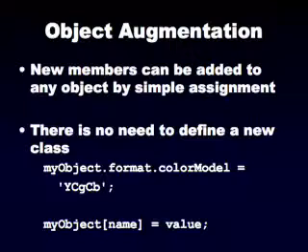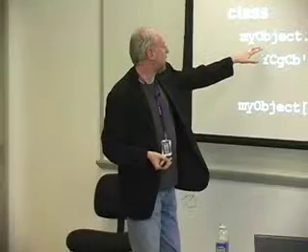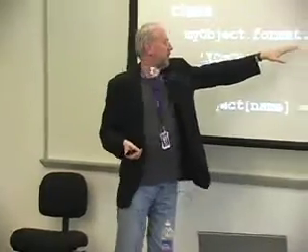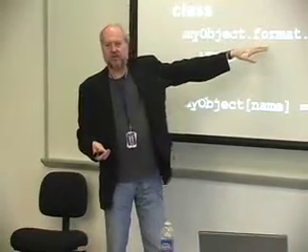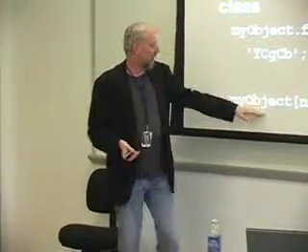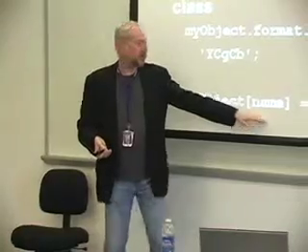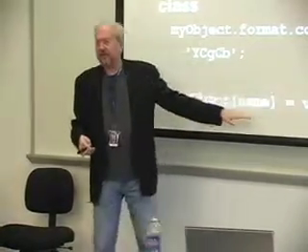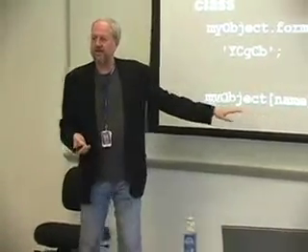I just do it. So if I decided that I wanted to add a color model member to the format of this thing, I just assign it, and boom, it's got it. So the general pattern is I have an object, a key for that object, and a value that I'm assigning. And this works anytime for any object.